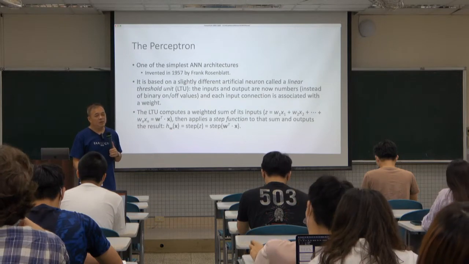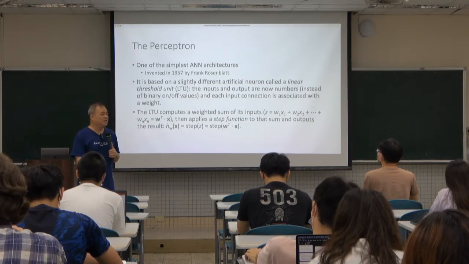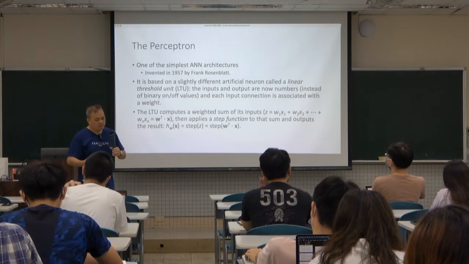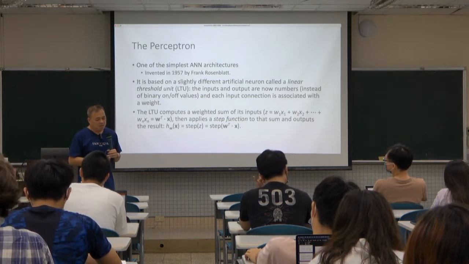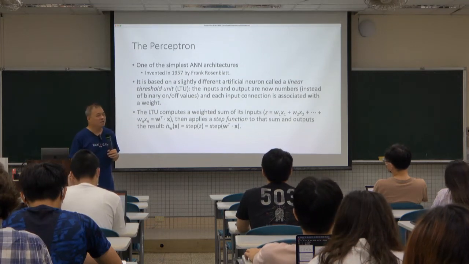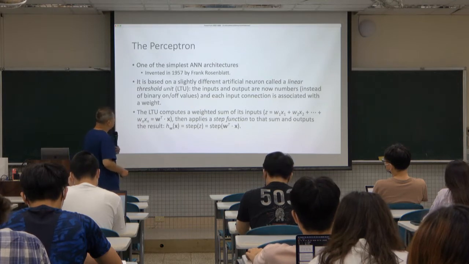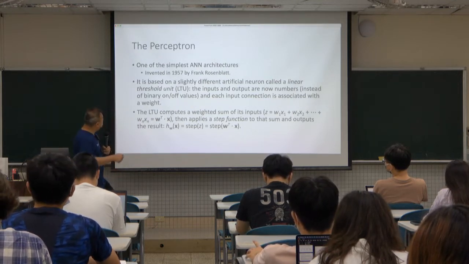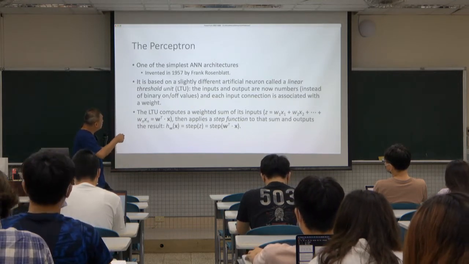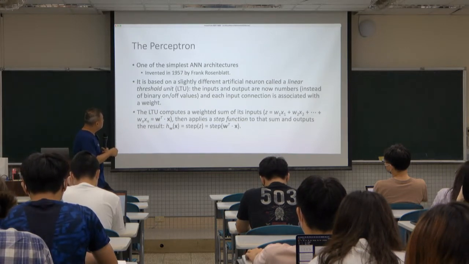And remember I told you, okay, people proved that at that time, the ANN doesn't work. There's a limitation for the ANN architecture, okay. The limitation they refer to is this one, the perceptron, okay. So what is perceptron, okay?